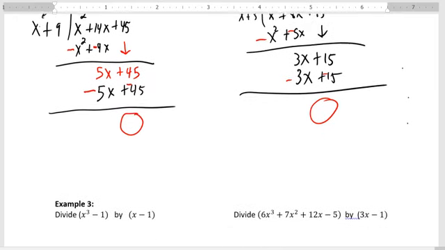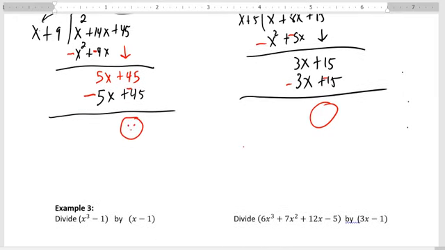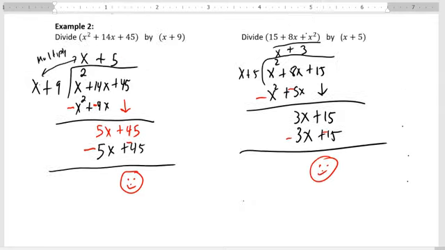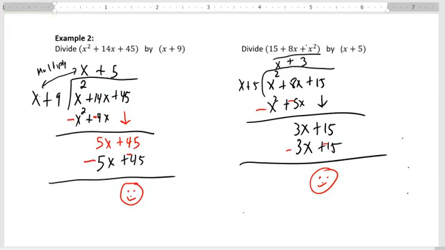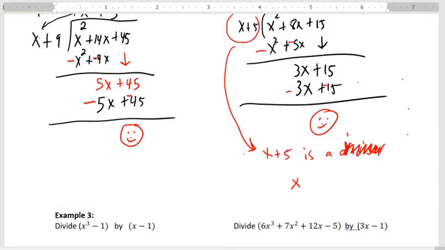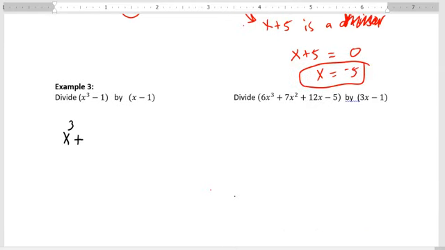So getting remainder of 0 is actually going to be a great thing, and you'll see why in the next few sections. The reason it's a great thing is because it tells us that x plus 5 is a factor of the polynomial, which means that we can set that equal to 0 and find our 0. Let's rewrite this in descending order.